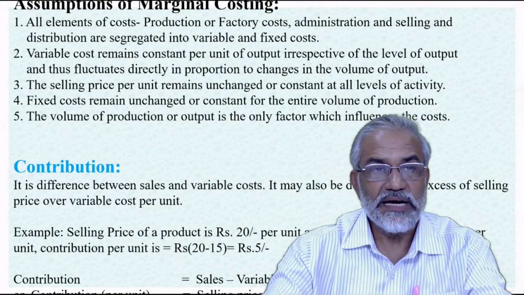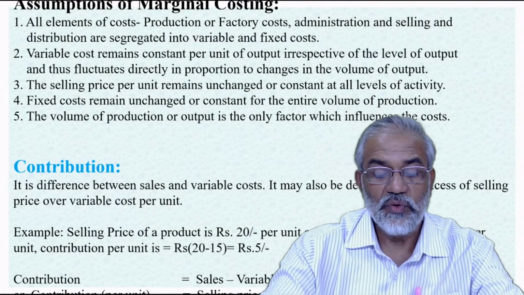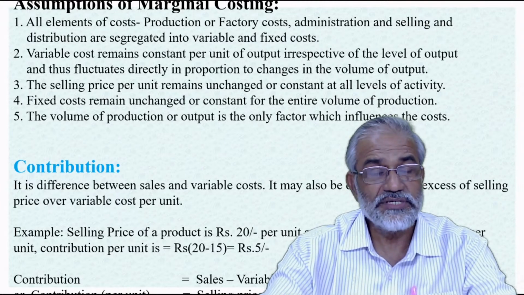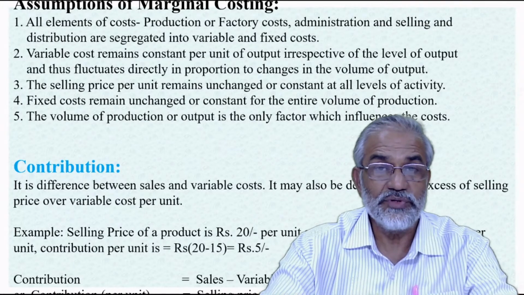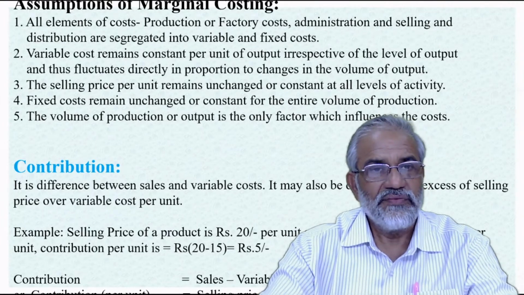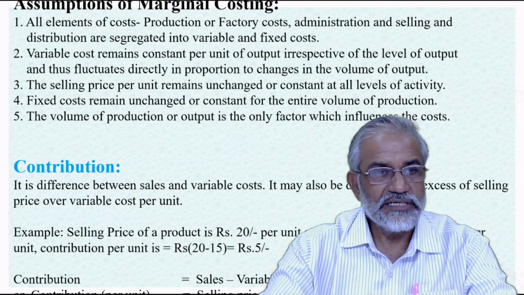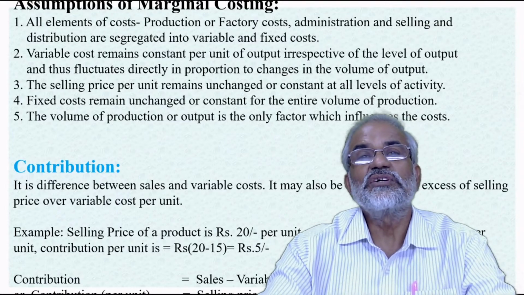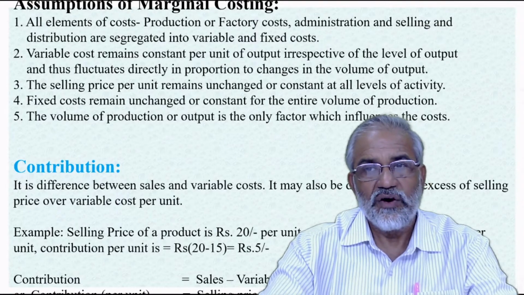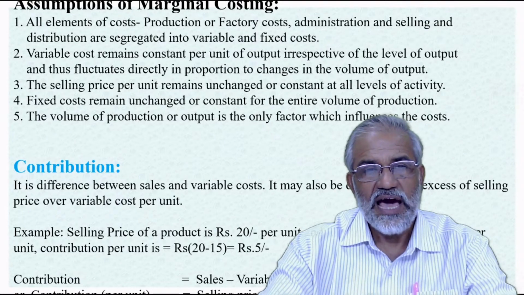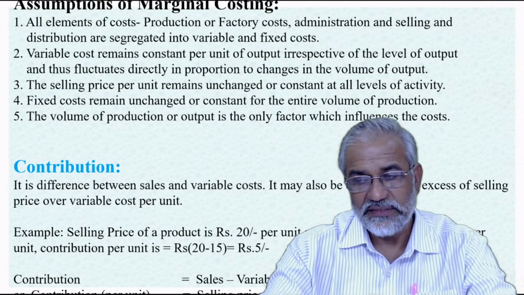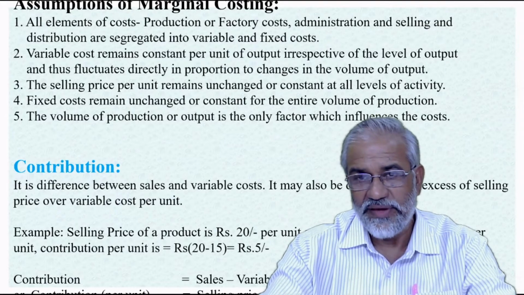Then assumptions of marginal costing. When we discuss marginal costing in detail, we need to take certain assumptions into consideration on the basis of which the system is based. The first assumption of marginal costing is all elements of cost, production or factory cost, administration, and selling and distribution cost, are segregated into 2 segments. One is the variable cost, another is the fixed cost.